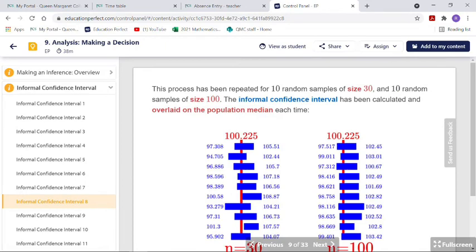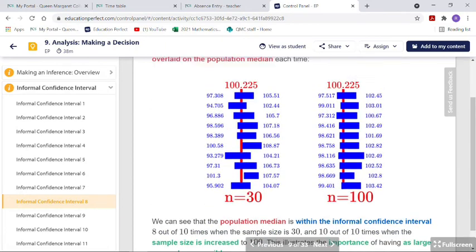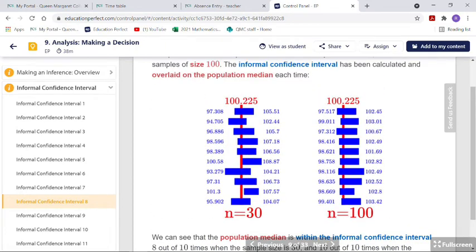All right. So here we go. We have 10 different samples, and you'll see that for all of these samples, except for 2 of them, the population median is inside the confidence interval. But here and here it's not. But look at what our sample size is. The sample size in this case is 30.